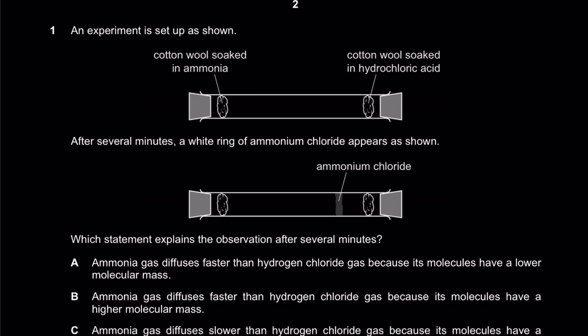Cotton wool is soaked in ammonia. So obviously, if this cotton wool is soaked in ammonia, there will be ammonia vapors coming out of it. And there is another cotton wool which is soaked in hydrochloric acid, so obviously there's going to be hydrogen chloride molecules coming out of it.